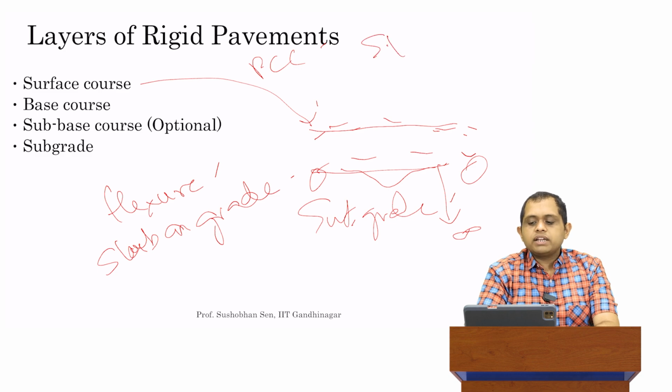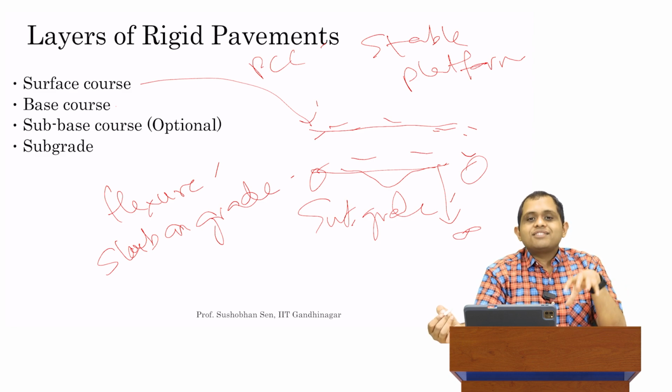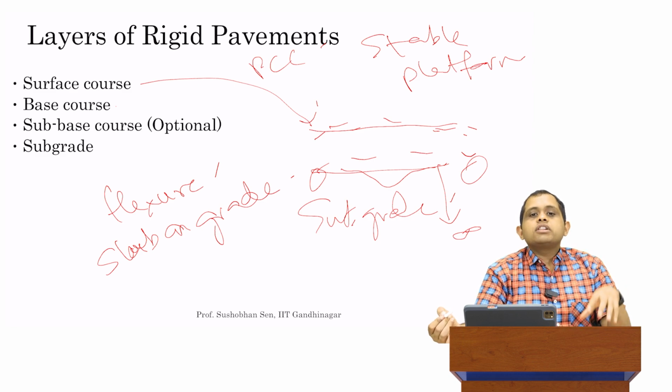Let me write that down. We need a stable platform, not for load transfer, because the majority of the load transfer is taking place through flexure anyway. But we need a stable platform in order to provide a stable construction platform for the equipment which is needed to lay the surface course.